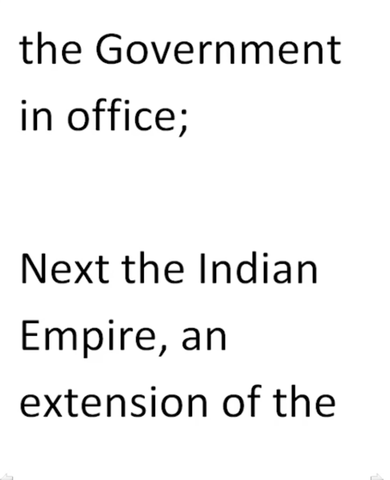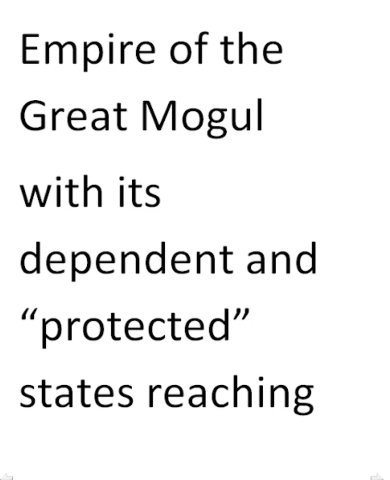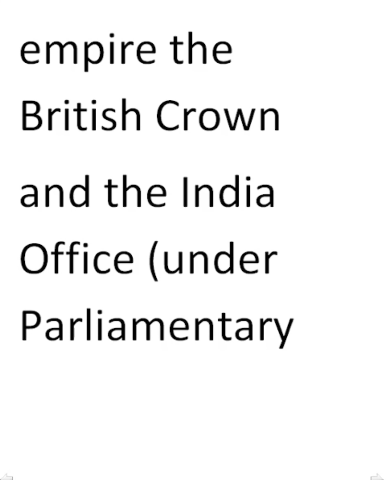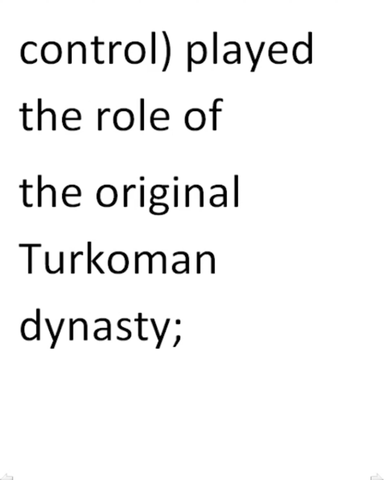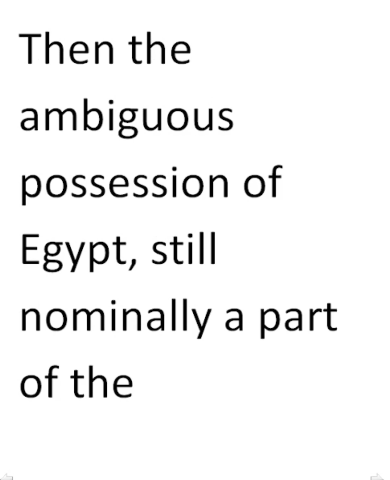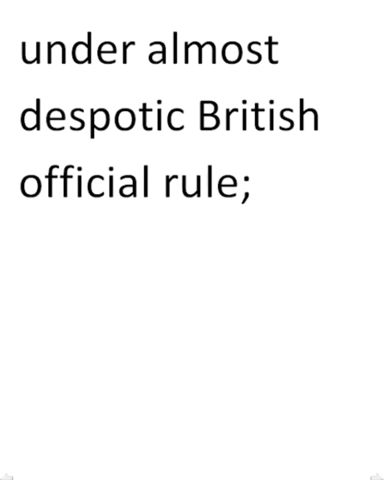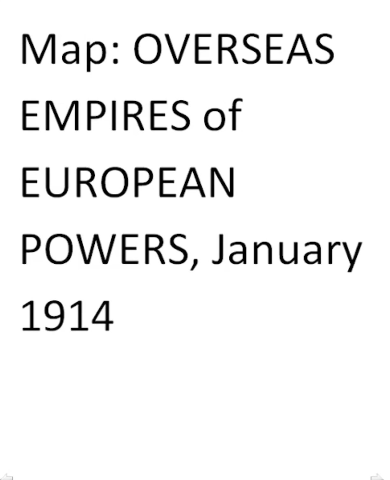Next, the Indian Empire, an extension of the empire of the Great Mughal with its dependent and protected states, reaching now from Balochistan to Burma and including Aden, in all of which empire the British Crown and the India Office under parliamentary control played the role of the original Turkoman dynasty. Then the ambiguous possession of Egypt, still nominally a part of the Turkish Empire and still retaining its own monarch, the Khedive, but under almost despotic British official rule.